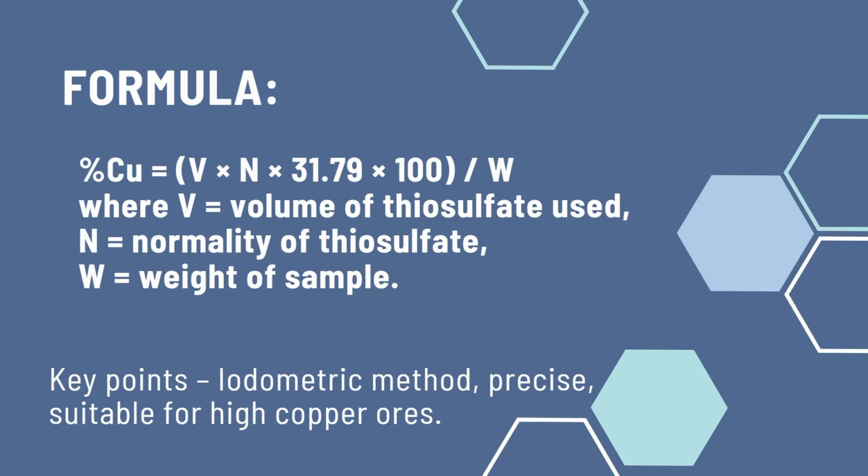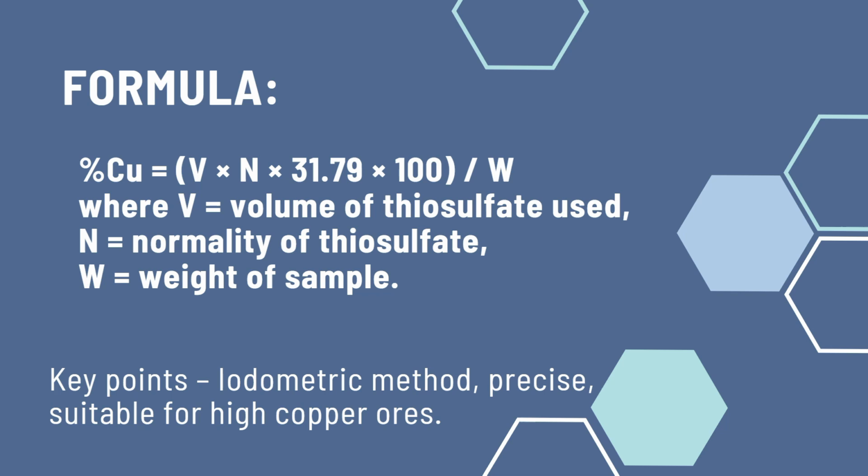So in calculation, we have the formula: the percentage of copper equals V, which is the volume of thiosulfate used, times N, the normality of thiosulfate, times 31.79, times 100, over W, which is the weight of the sample. After the titration, the copper content is calculated using this formula. The percentage of copper is determined from the amount of thiosulfate consumed, its concentration, and the weight of the sample analyzed.